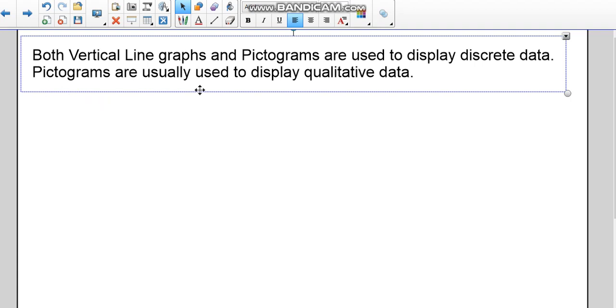Pictograms are usually used to display qualitative data, so words rather than numbers, okay, but occasionally you might see one that represents quantitative data, but generally it's qualitative data, and vertical line graphs will be either, okay, quantitative or qualitative. Okay, let's have a look at some questions.